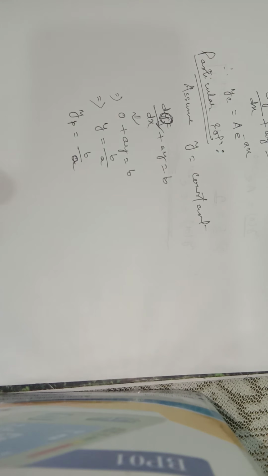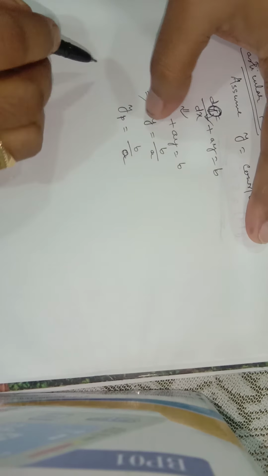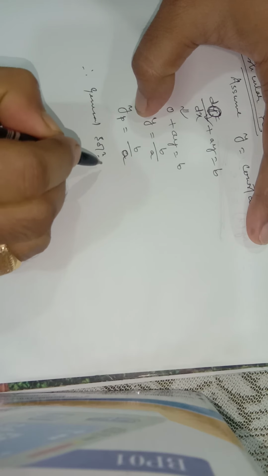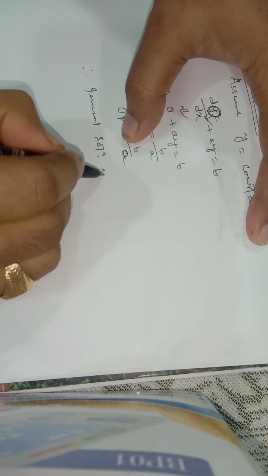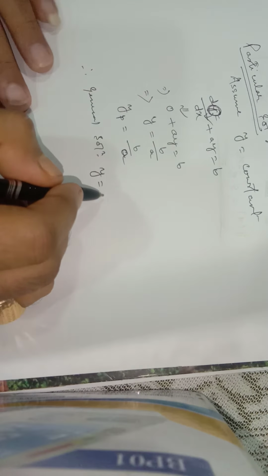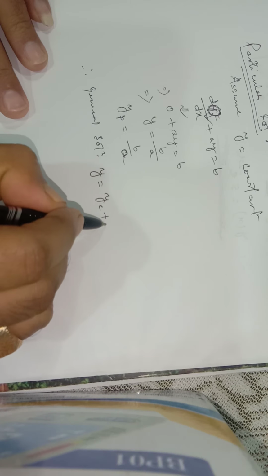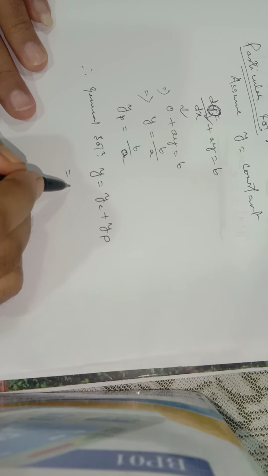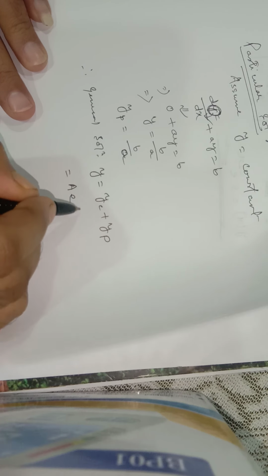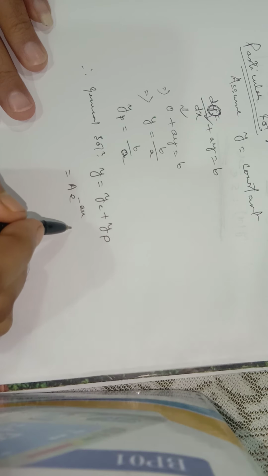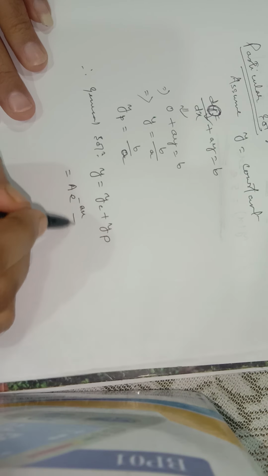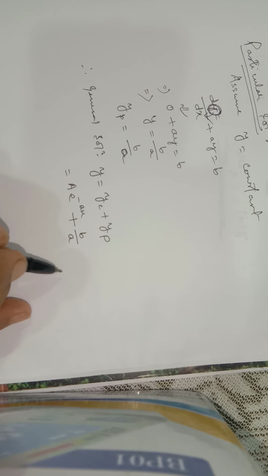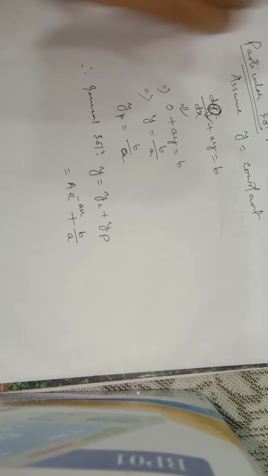Okay. Now the general solution, denoted as y, is equal to the complementary solution plus the particular solution. The complementary solution that we already estimated is a into e to the power minus ax, and the particular solution that we derived is b by a. Now, putting in the initial conditions, we can get the value of a.